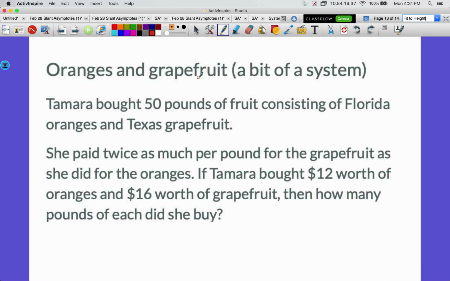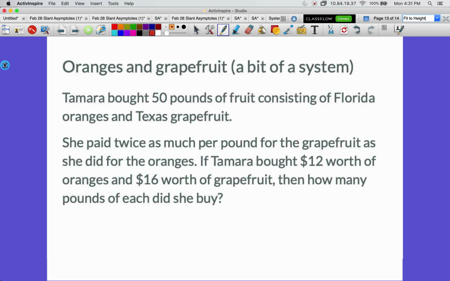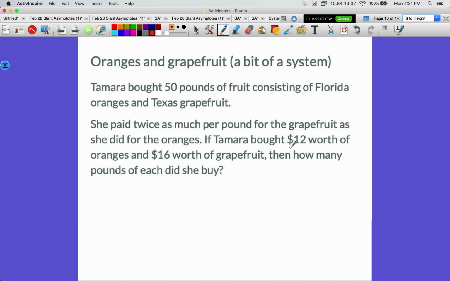All right. I believe this is our last question. Tamara bought 50 pounds of fruit consisting of Florida oranges and Texas grapefruit. She paid twice as much per pound for the grapefruit as she did for the oranges. If Tamara bought $12 worth of oranges and $16 worth of grapefruit, then how many pounds of each did she buy?